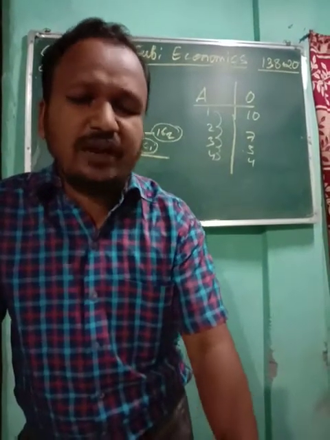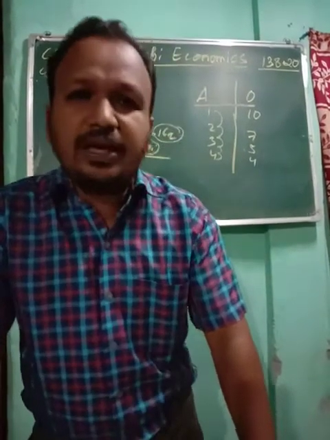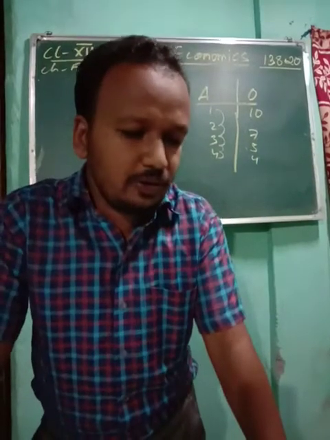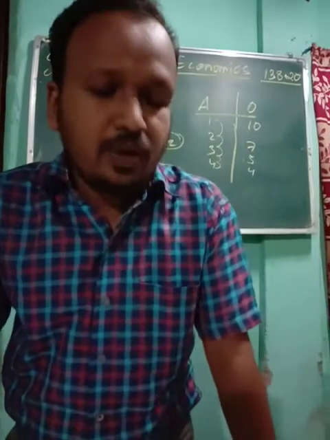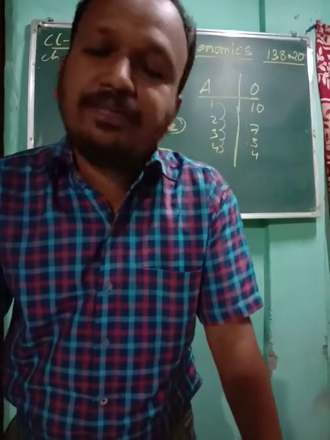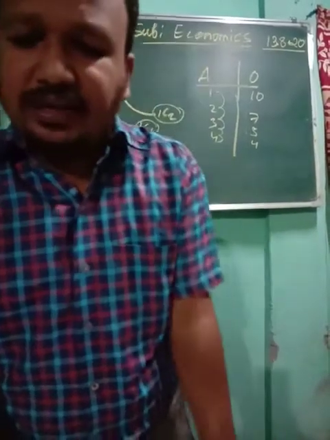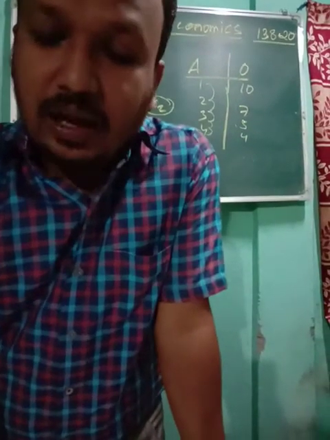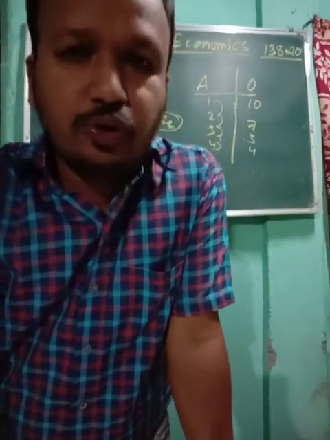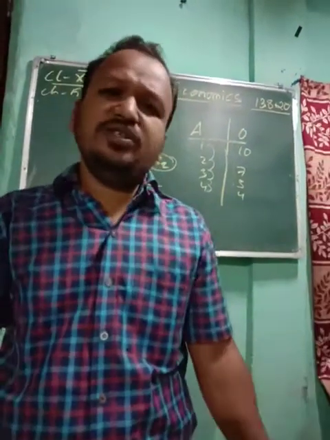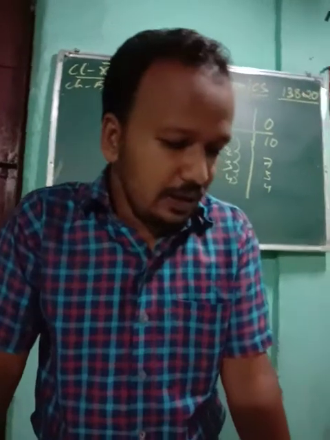In the book you don't have an explanation, only the budget. A budget line, I am saying, by listening you can write in your copy also: a budget line shows various combinations of two commodities which can be purchased with a given budget at given prices of two commodities. Another one you have: the price line of a consumer is given by his total money income that he is likely to spend on a combination of two goods. So I have said two definitions. Whichever definition you like, you can write it down and learn it.